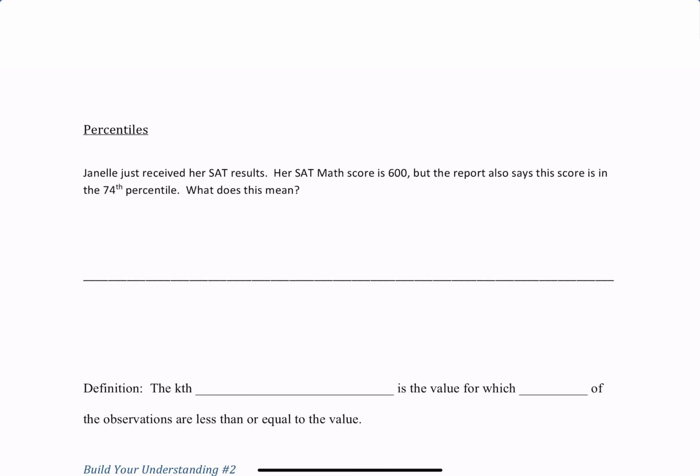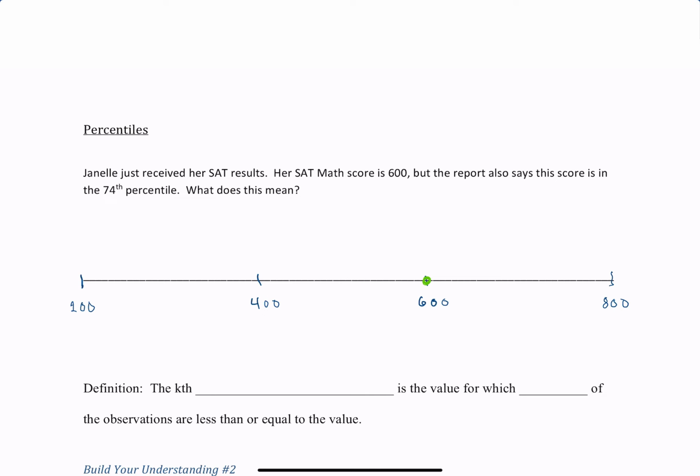It turns out that possible SAT scores range from 200 to 800. So let's say, I guess we'd have 400 about there and 600 about there. And Janelle got 600. That's her score. What does that tell us?